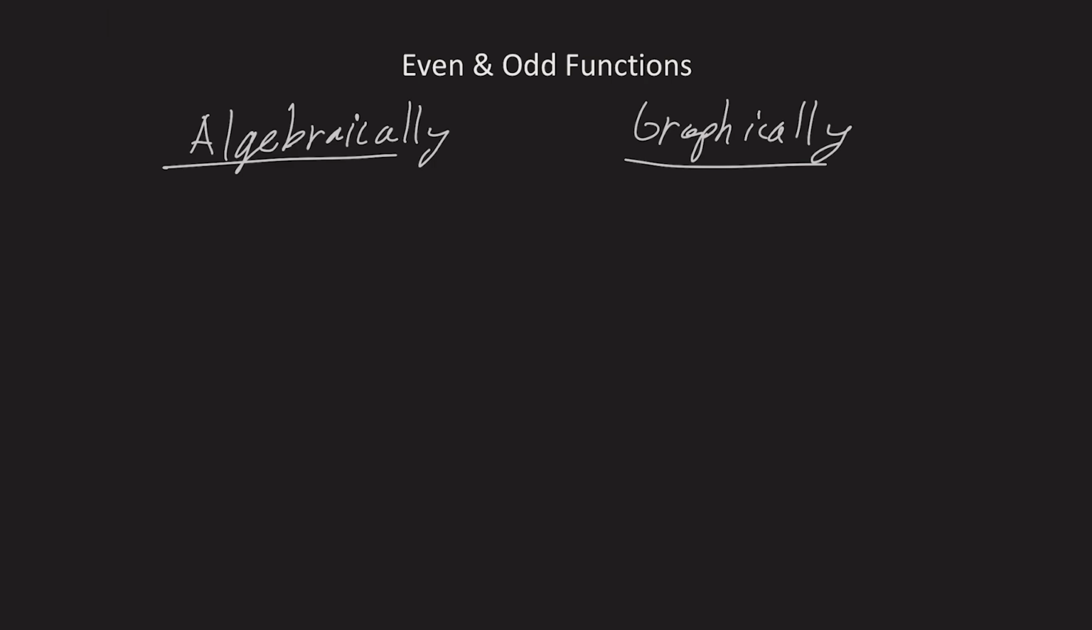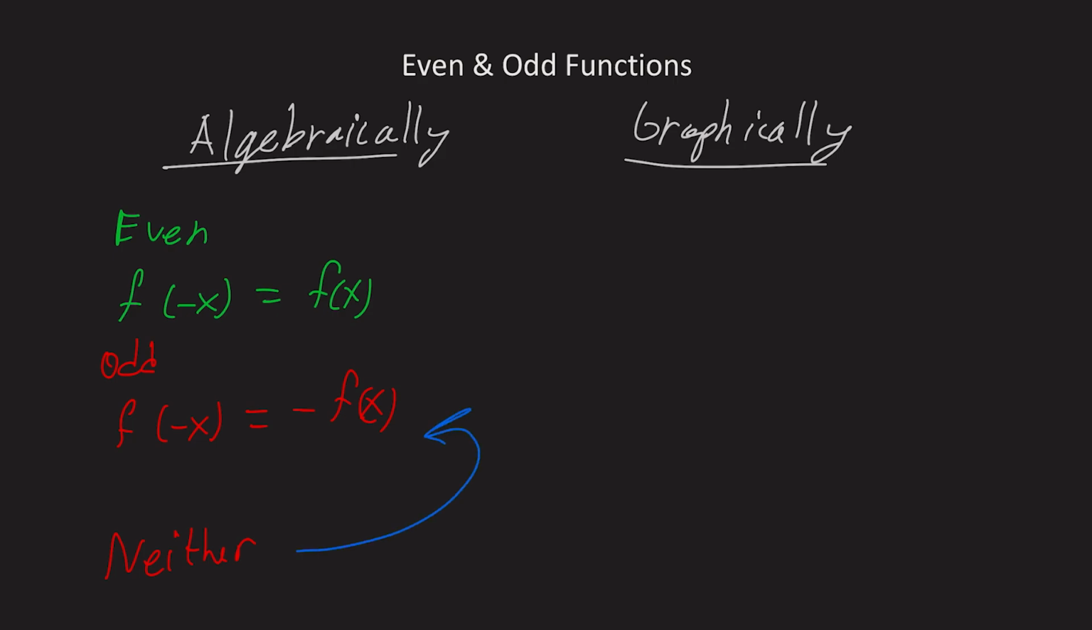In order for a function to be considered even, it must satisfy the requirement that f of negative x equals f of x. For a function to be considered odd, it must satisfy the requirement that f of negative x equals negative f of x. And we're going to see examples of these in just a moment. In order for a function to be neither, it just needs to fail both of these requirements. If it's not even and it's not odd, that means it must be neither.